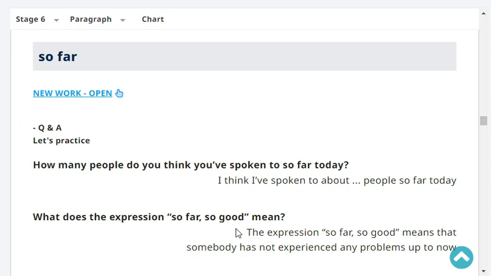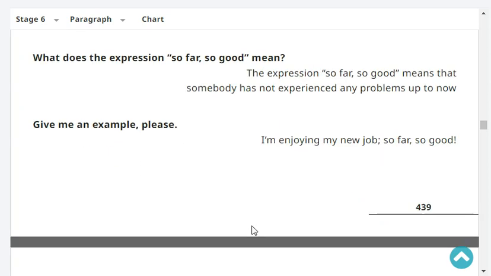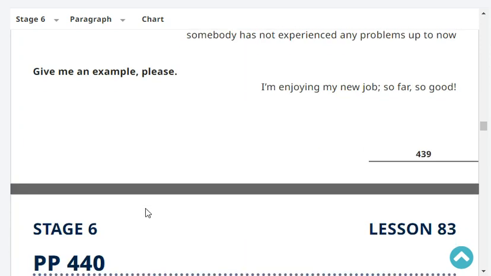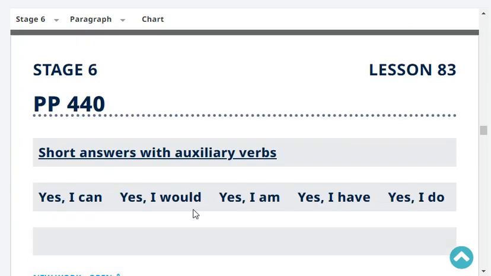What does the expression so far so good mean? The expression so far so good means that somebody has not experienced any problems up to now. Give me an example, please. I'm enjoying my new job. So far, so good. Very good.